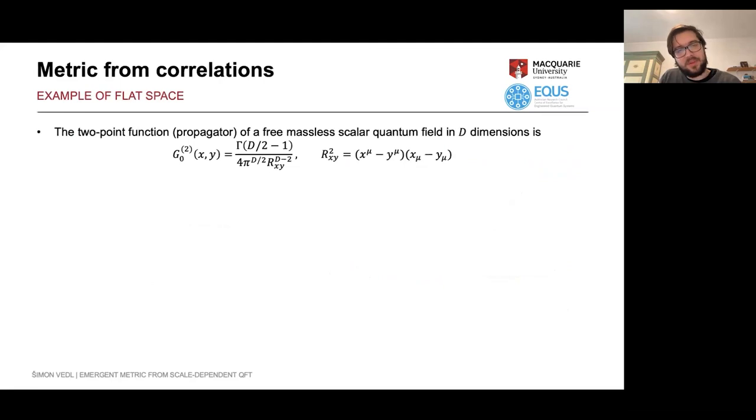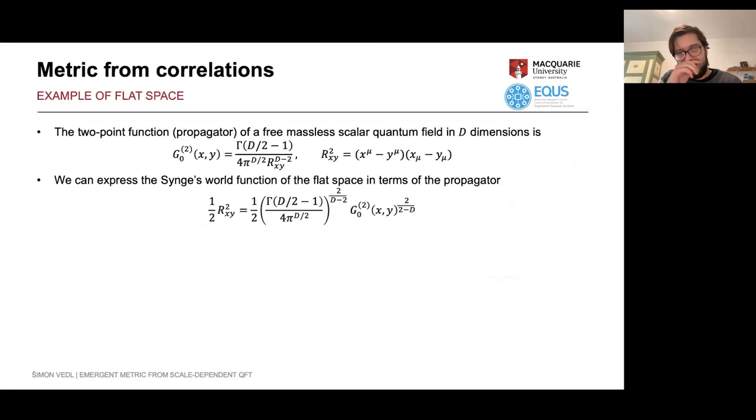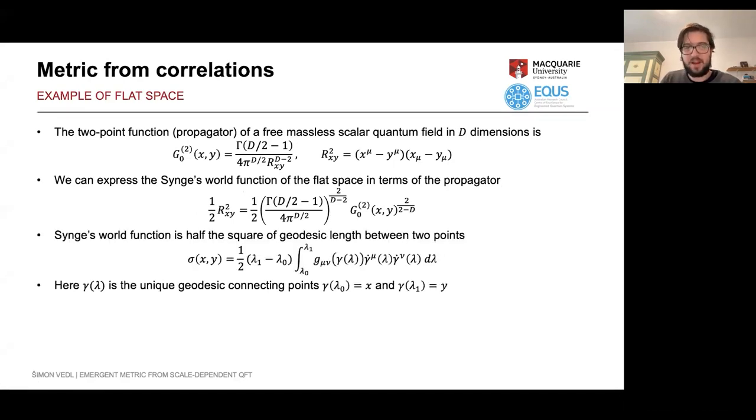And to do that, we wanted to use the idea that you can obtain a metric from the correlation functions of your QFT. The basic idea is that the correlation function is essentially a function of distance, and then you can invert that relationship to get something called Synge's world function, which is just half the square of the geodesic distance between two points.